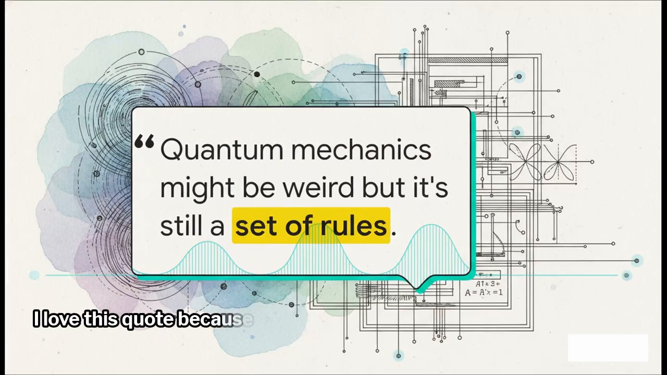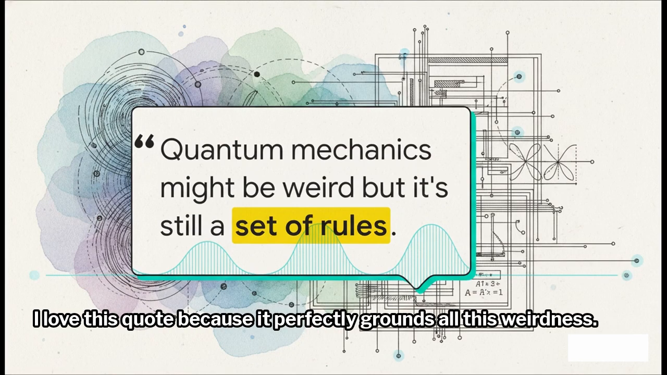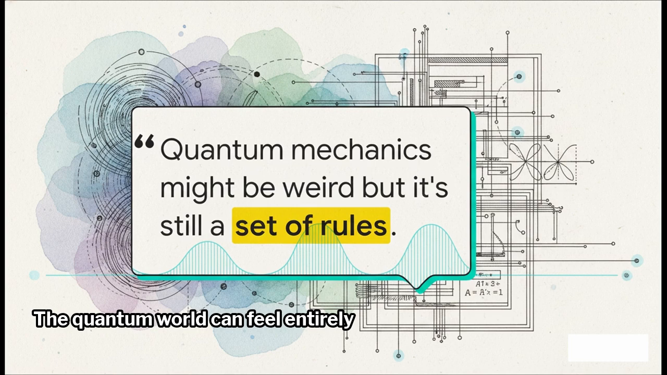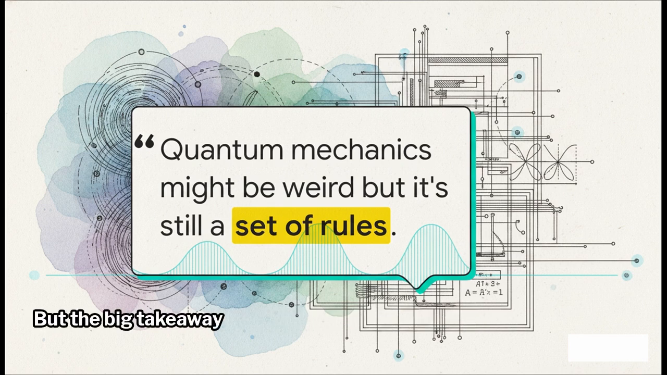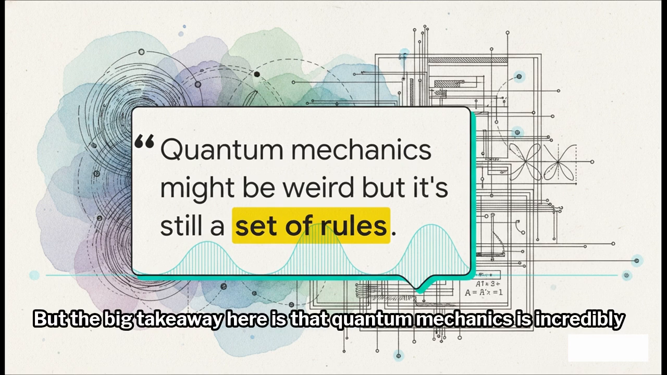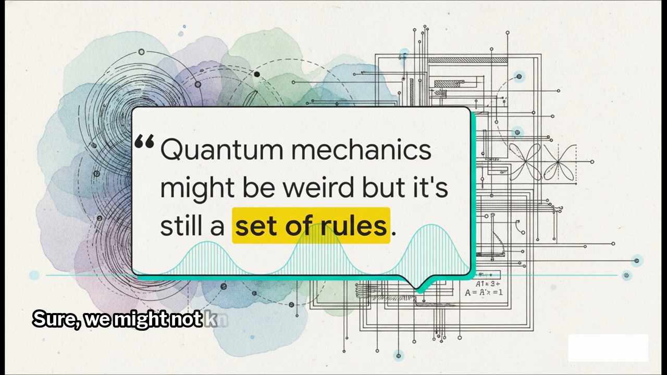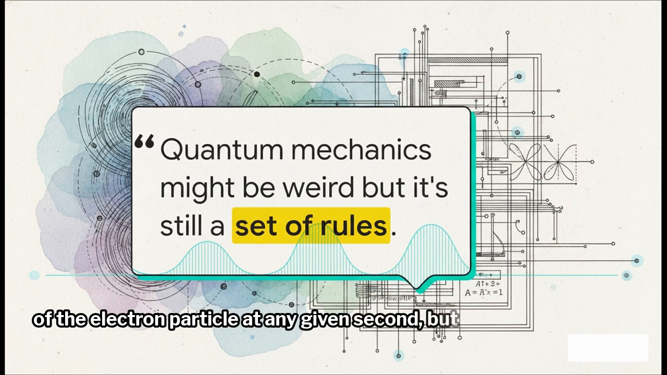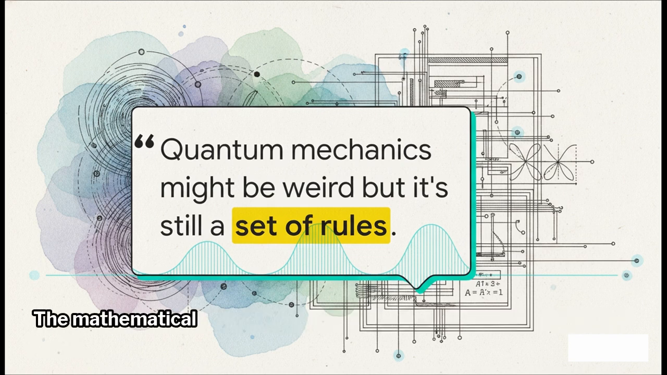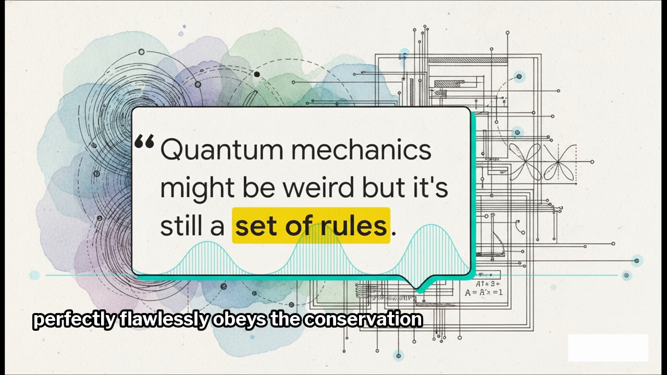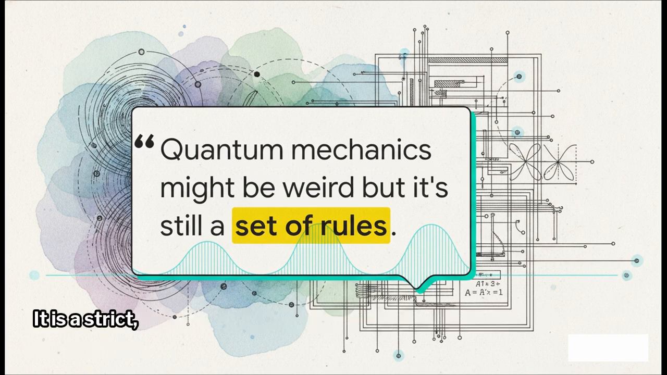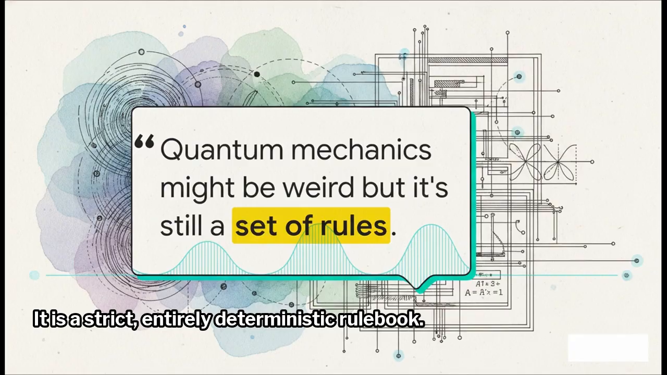I love this quote because it perfectly grounds all this weirdness. The quantum world can feel entirely absurd, completely counterintuitive to our classical brains. But the big takeaway here is that quantum mechanics is incredibly rigorous. Sure, we might not know the exact pinpoint physical location of the electron particle at any given second, but the standing wave itself, the mathematical probability of where it is, perfectly, flawlessly obeys the conservation of energy and momentum. It is a strict, entirely deterministic rulebook.